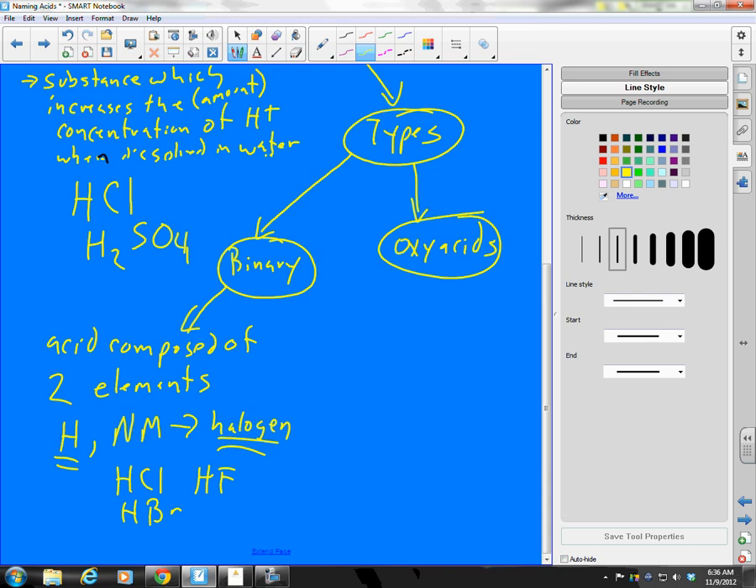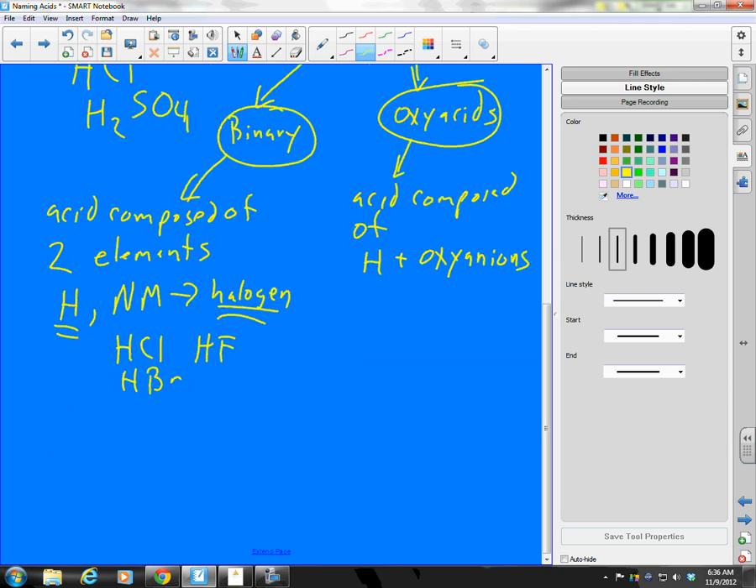Now, what's an oxyacid? An oxyacid is an acid composed of H plus an oxyanion. Aha, do you guys remember what your oxyanions were? Well, those are my polyatomics containing oxygen. Things like PO4 3 minus, phosphate, SO3 2 minus, sulfite, NO2 minus, nitrite, C2O4 2 minus, which is oxalate. These things plus hydrogens on them become oxyacids.